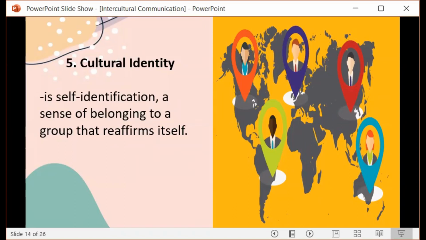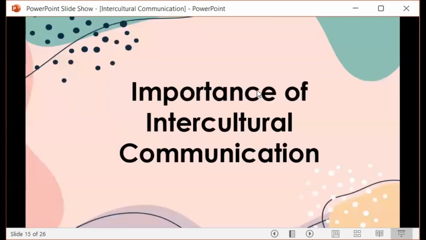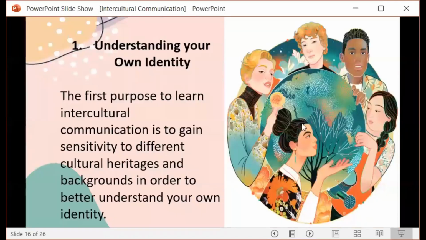So aside from identifying those different aspects of intercultural communication, we must also identify the importance of understanding intercultural communication. Okay, so we have the second topic, which is about the importance. First, understanding your own identity. Just like what we mentioned here, the first purpose of learning intercultural communication is to gain sensitivity to different cultural heritages and backgrounds in order to better understand your own identity.